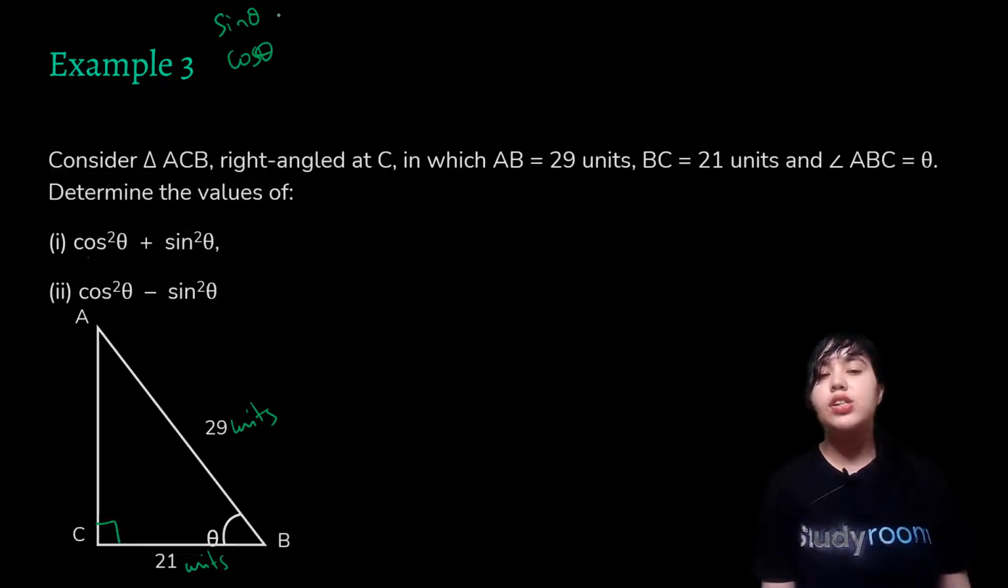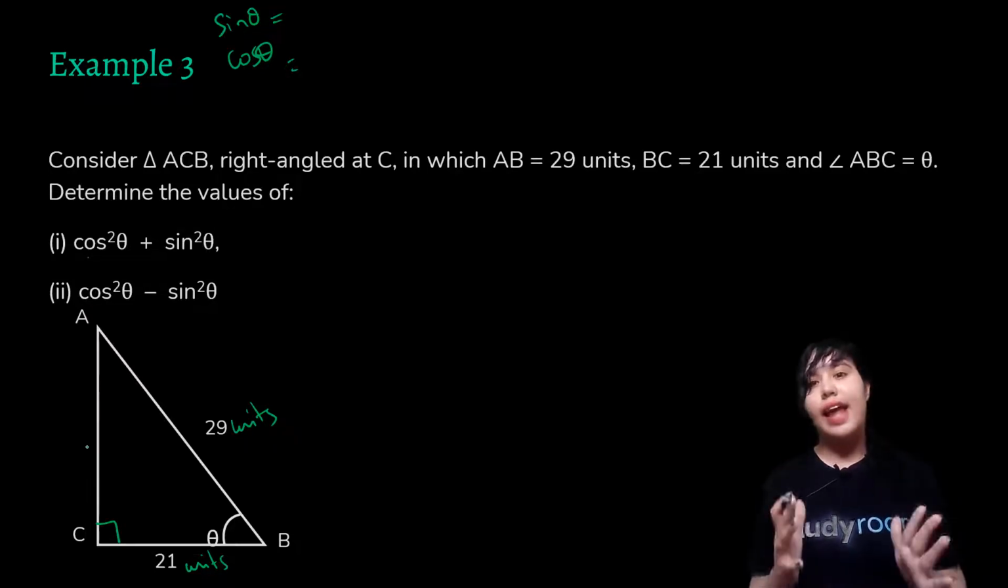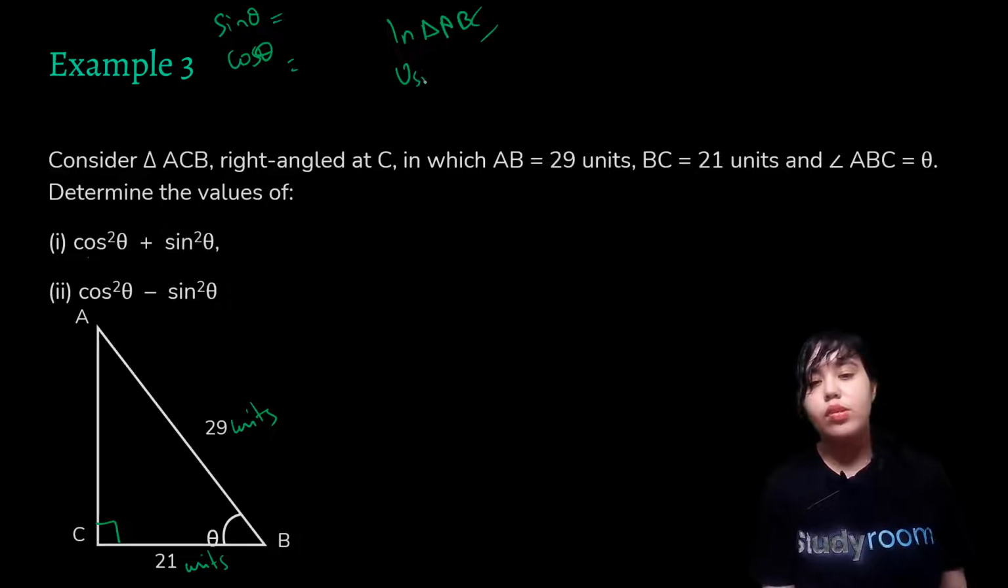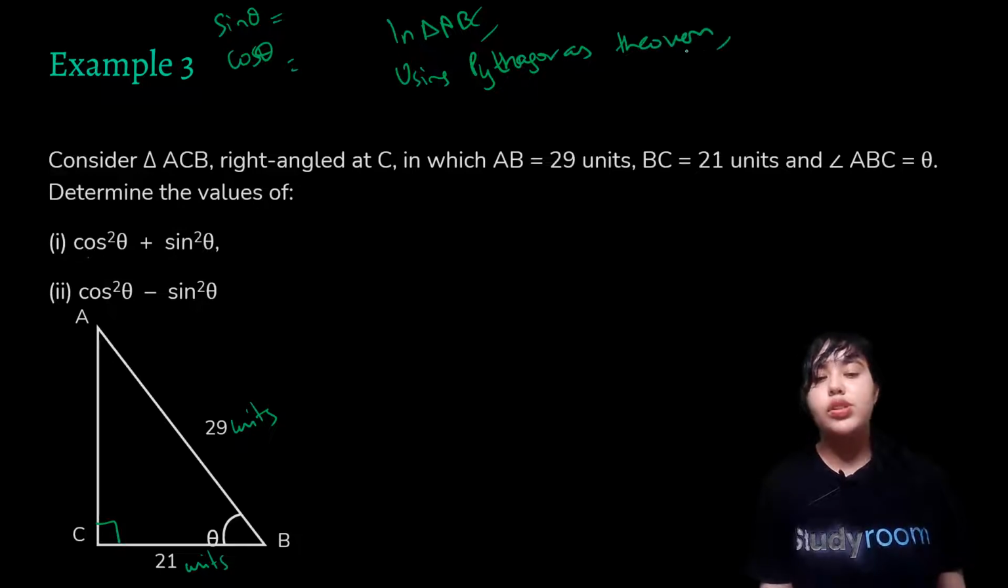But for that we need all the three sides of the triangle, but we just have two. Can we find out the third side of the triangle? Because it is a right angle triangle, we already know two sides. So Pythagoras theorem will help us find the third side. So in triangle ABC, using which theorem? Pythagoras theorem.